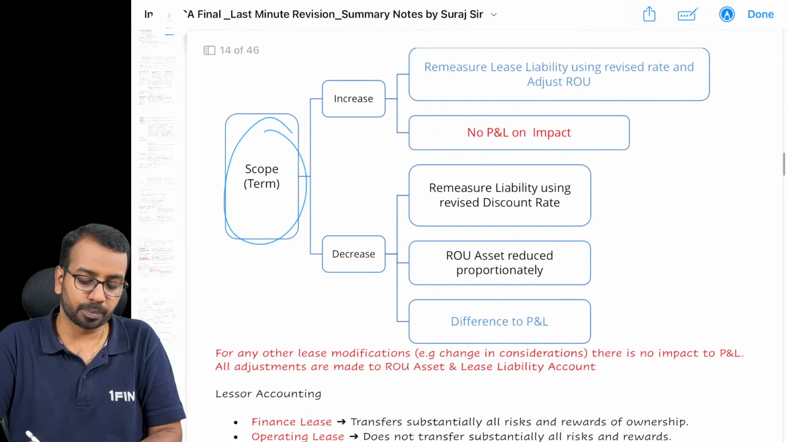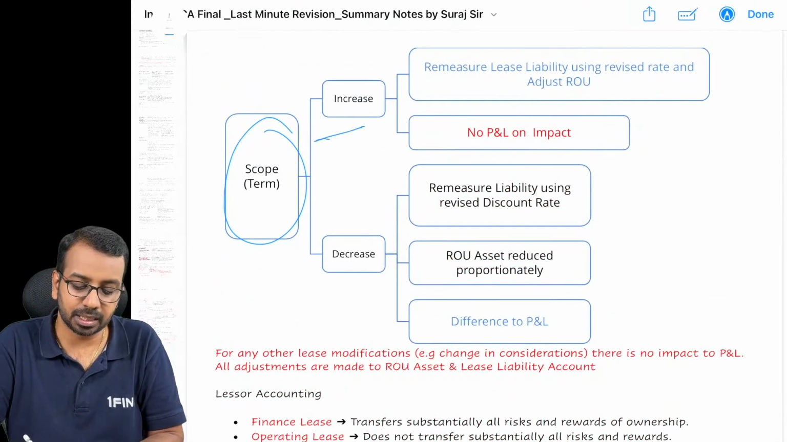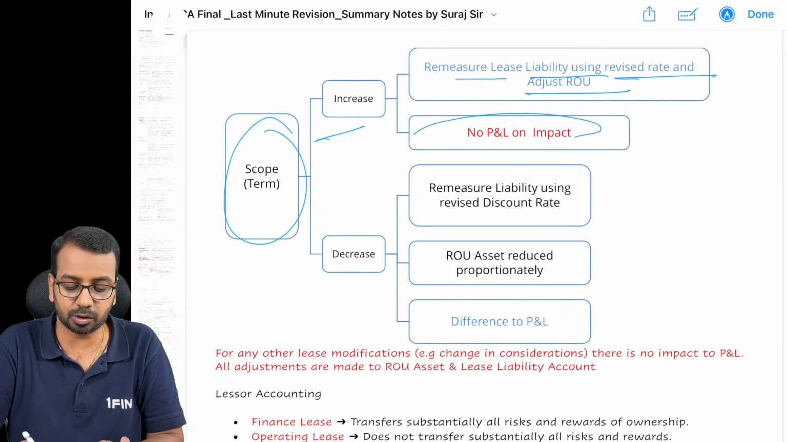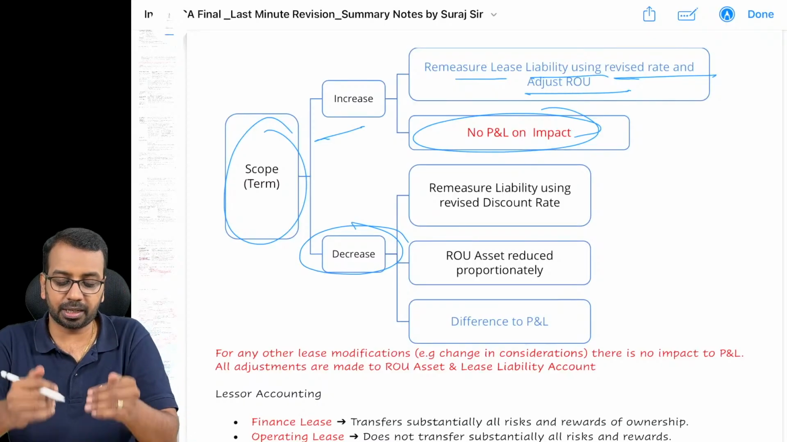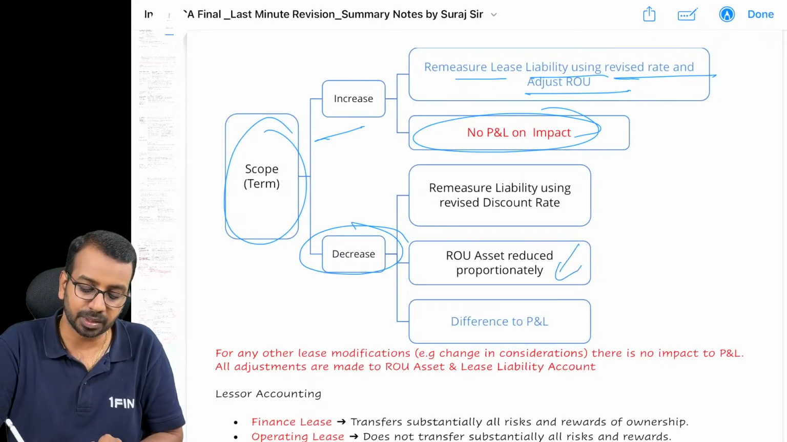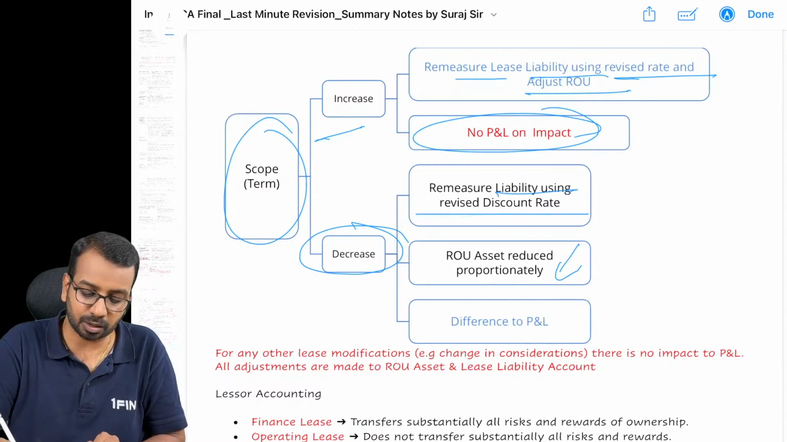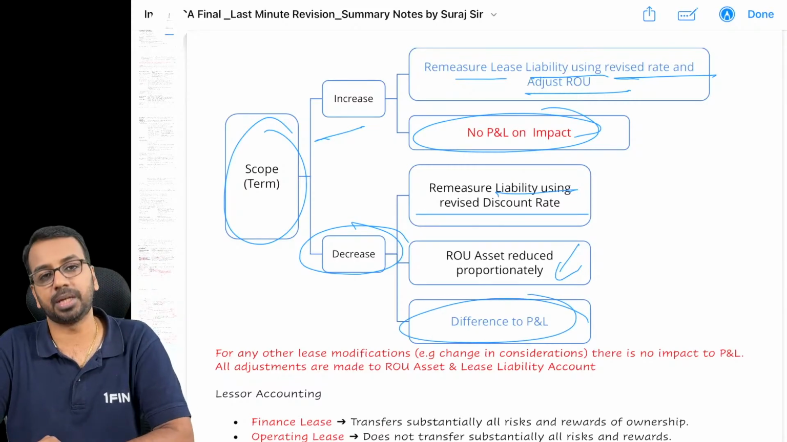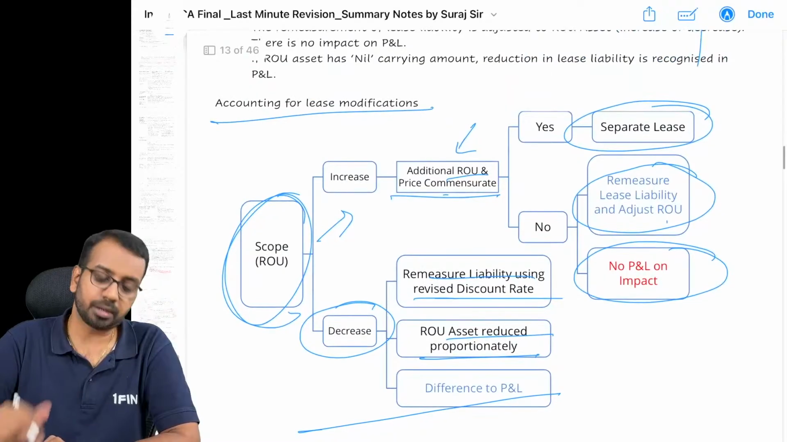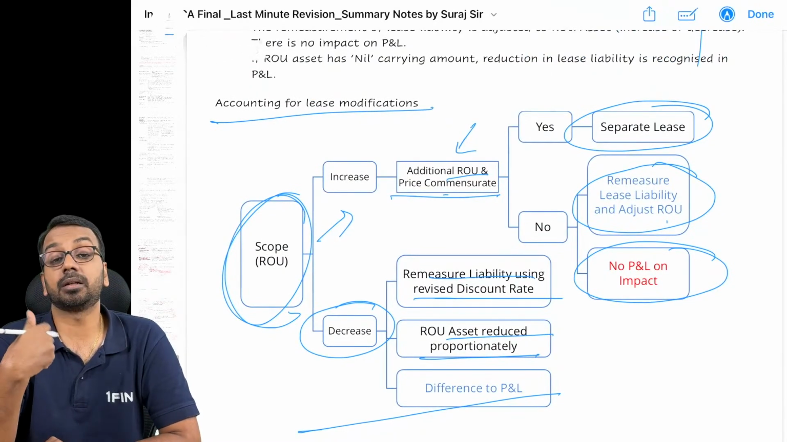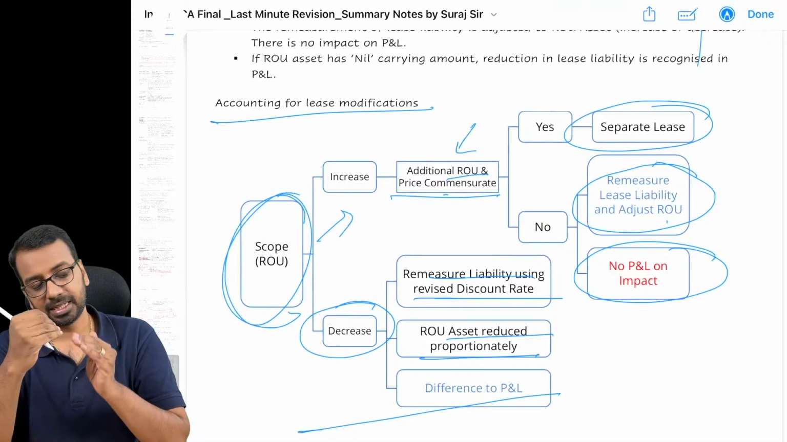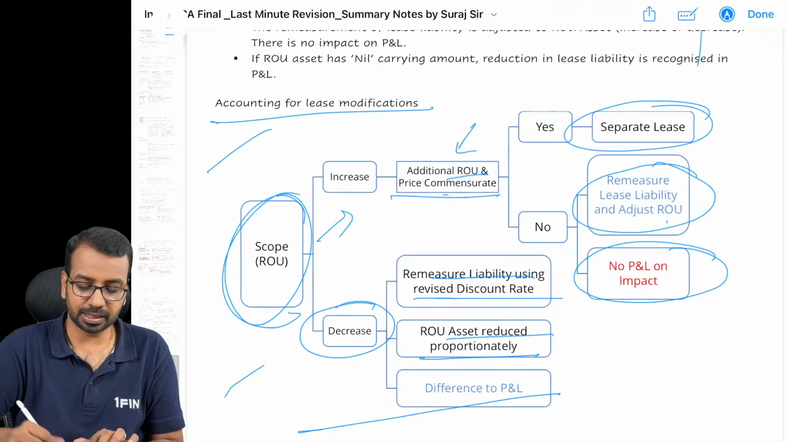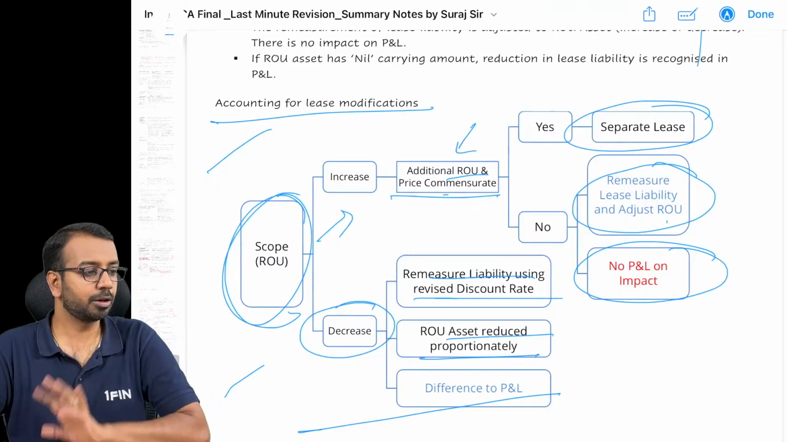Then if the term increases, you will remeasure the lease liability using the revised rate and adjust the right of use asset, no P&L impact. If the term decreases, do a proportionate remeasurement of the right of use asset, remeasure the liability using the revised discount rate, and the difference is charged to P&L. This is one thing where students tend to get confused again and again. So there are 3-4 specific questions for this. Just before the examination, ensure you revise this and also those particular questions.